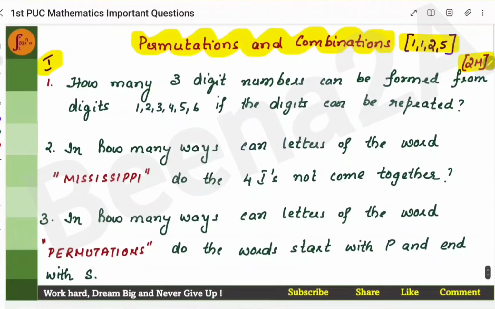Now coming to permutations and combinations, you have 1 marker, 2 marker and 5 marker. Now these are just examples, right? Any problem can come here. So you have to prepare as much as you can.